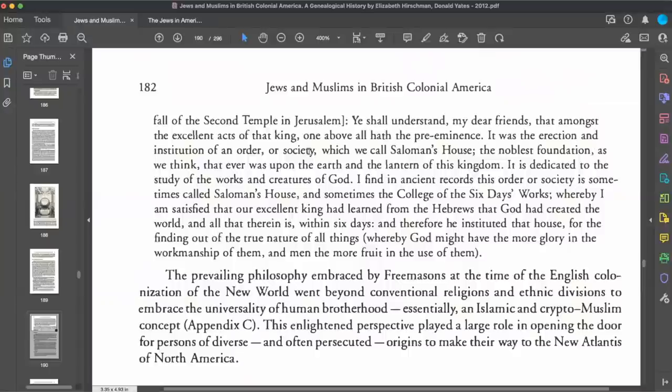It was the erection and institution of order or society, which we call Solomon's House, the noblest foundation, as we think, that ever was upon the earth, and the lantern of this kingdom. It is dedicated to the study of the works and creatures of God. I find in ancient records this order of society is sometimes called Solomon's House, sometimes the College of the 6 Days Works, whereby I am satisfied that our excellent king had learned from the Hebrews that God had created the world and all that therein is within 6 days, and therefore he instituted that house for the finding out of the true nature of all things, whereby God might have the more glory in the workmanship of them, and men the more fruit in the use of them.